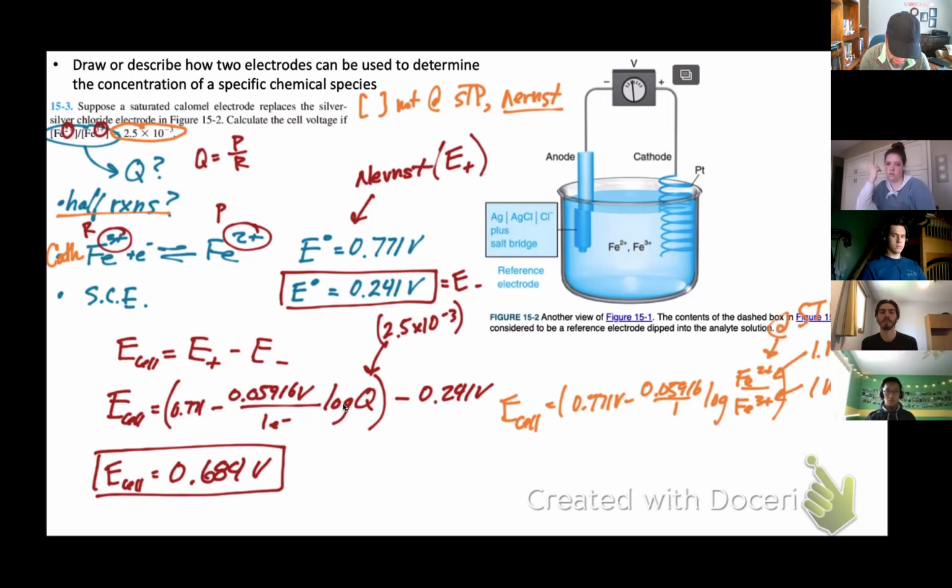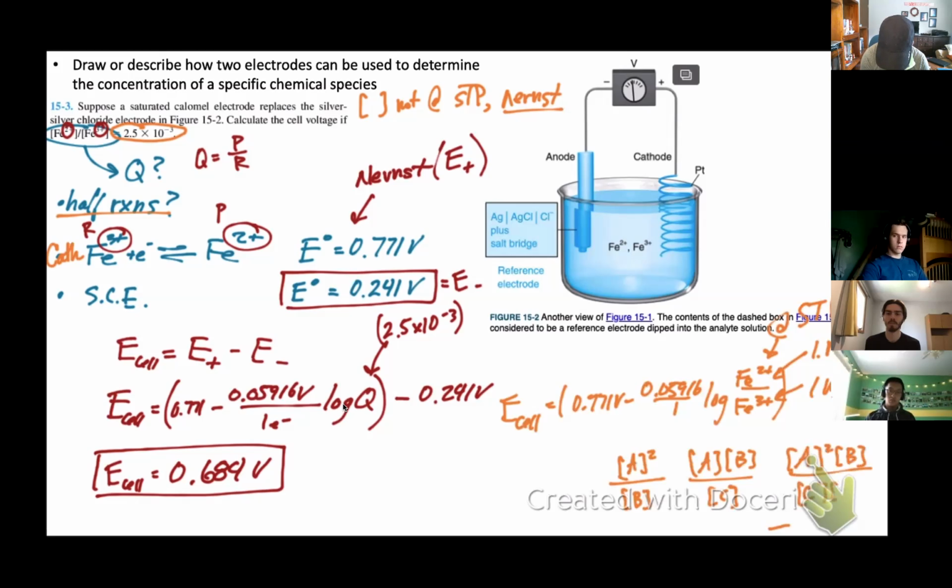Notice that even if we had a Q expression that was something along the lines of A squared over B, or A times B over C, or A squared times B over C times D cubed, you create some crazy version of that. What do each one of those become under standard temperature and pressure conditions? Would they all just be 1? Yeah, they all become 1. Okay. Log of 1, what is that equal to? 0.